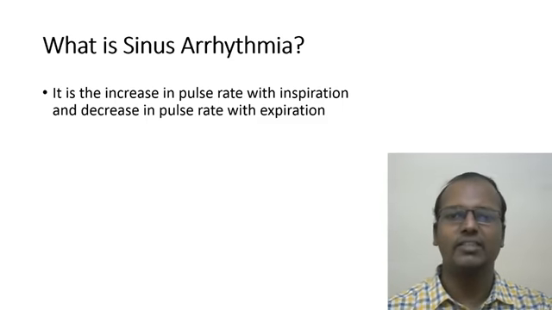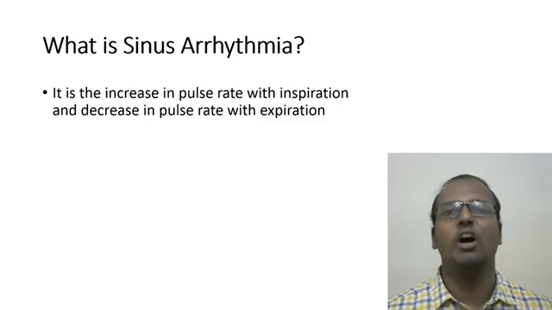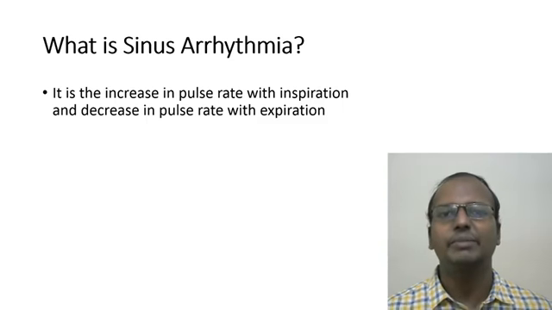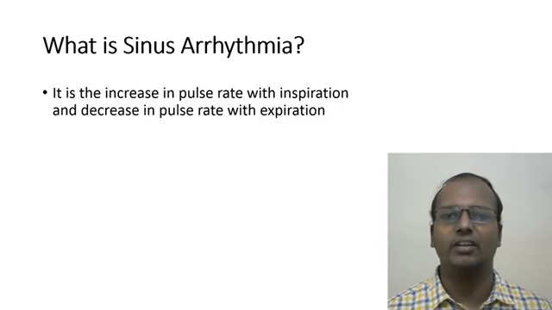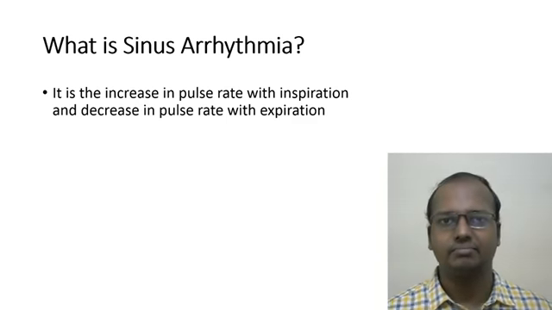So what is the reason for this? We have discussed already. It is the negative intrathoracic pressure during inspiration which pulls a lot of blood into the right side of the heart, and during inspiration what happens? The blood from the right side of the heart, which is pulled in, will be distributed into the lungs.